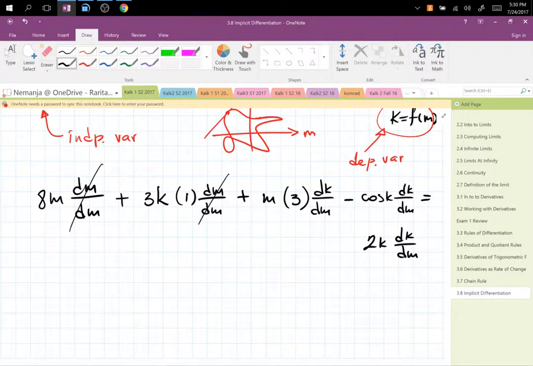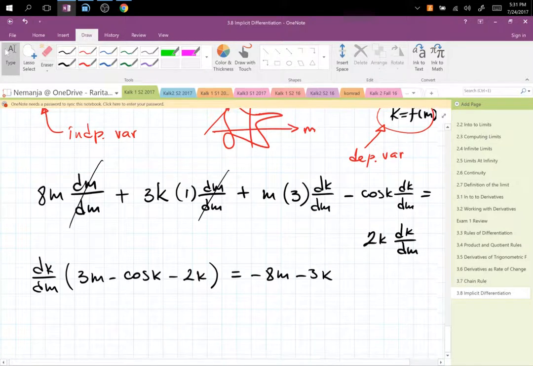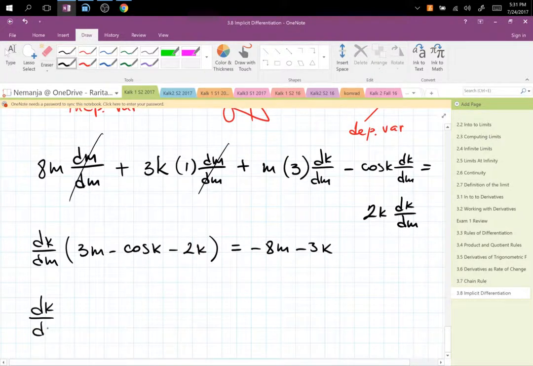So, I factor out dk dm, and I have 3m minus cosine k minus 2k equal to, and I kick the other two on the other side that don't have dk dm. And the final answer is the derivative dk dm. So it doesn't matter which letters we use. Don't get too hung up on x's as I write x.